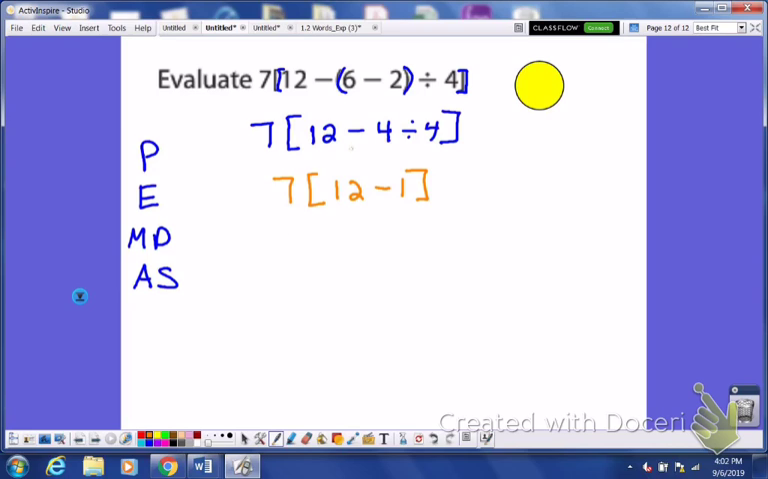Staying in those brackets again. So 7 times 11 for a final answer of 77. Okay, so that was our second idea, following our order of operations.